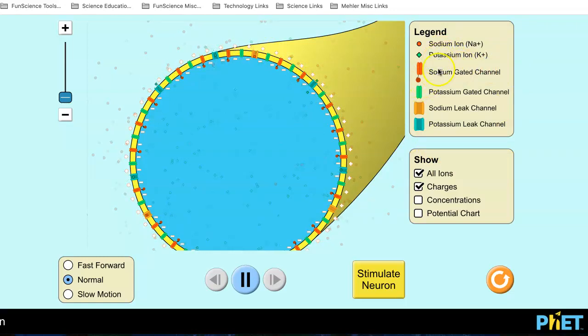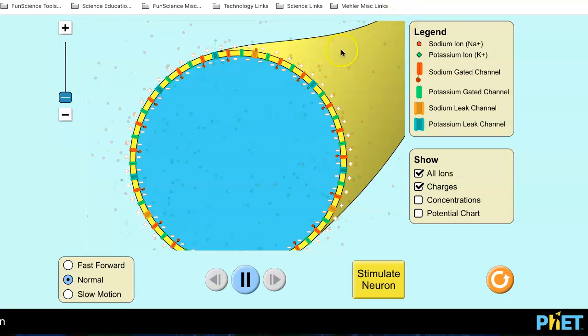If you take a look at this legend right here, you can see the sodium ions are the little red spheres, the potassium are the greenish triangle-like shapes, and then there are gated channels of different colors. These are proteins embedded into the axon membrane. So what we're going to do now is hit stimulate neuron, and you'll see an impulse.